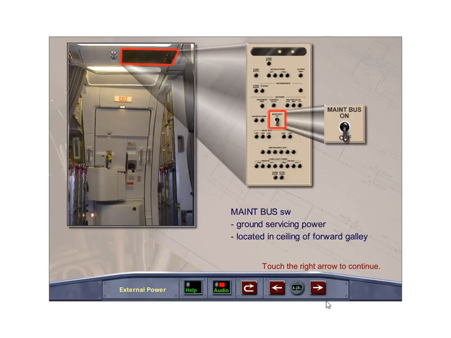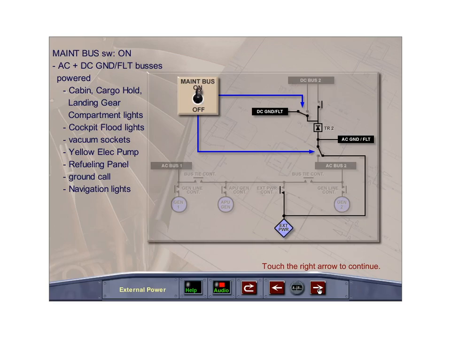The maintenance bus switch is used to power only the electrical systems used for ground servicing, without powering the entire aircraft electrical system. The maintenance bus switch is located in the forward galley ceiling just inside the forward entry door. On the ground, only the equipment required for servicing the aircraft can be supplied directly through the maintenance bus switch without powering the entire aircraft.